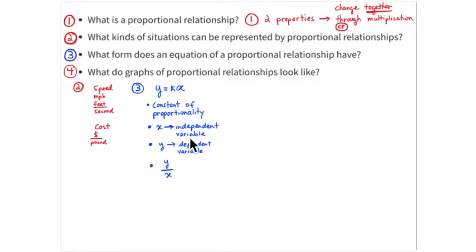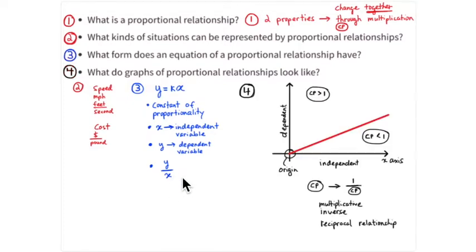So what are you given? And then you want to figure out what the dependent variable is based on what you're given. What's the result of the calculation? That would be the y value or the dependent variable. And what does it mean, y divided by x? That's the constant of proportionality.